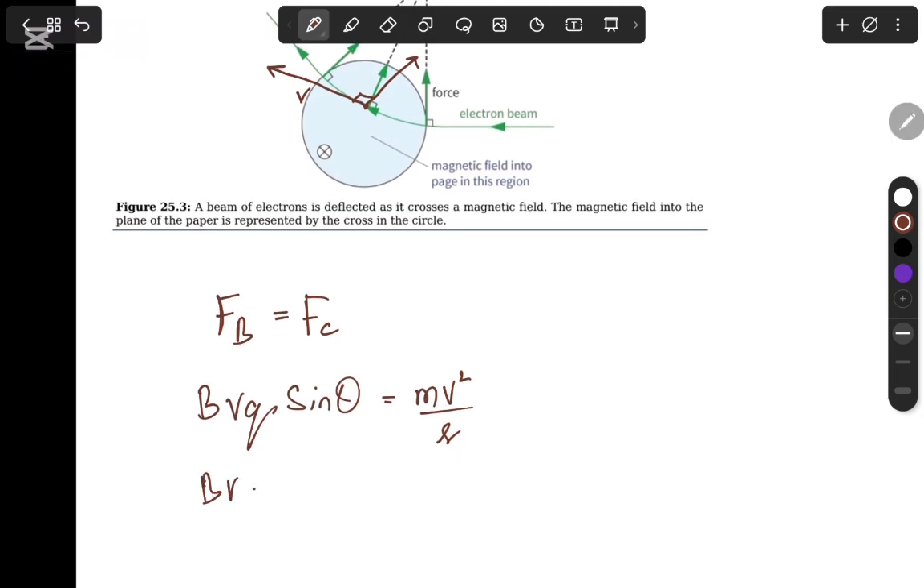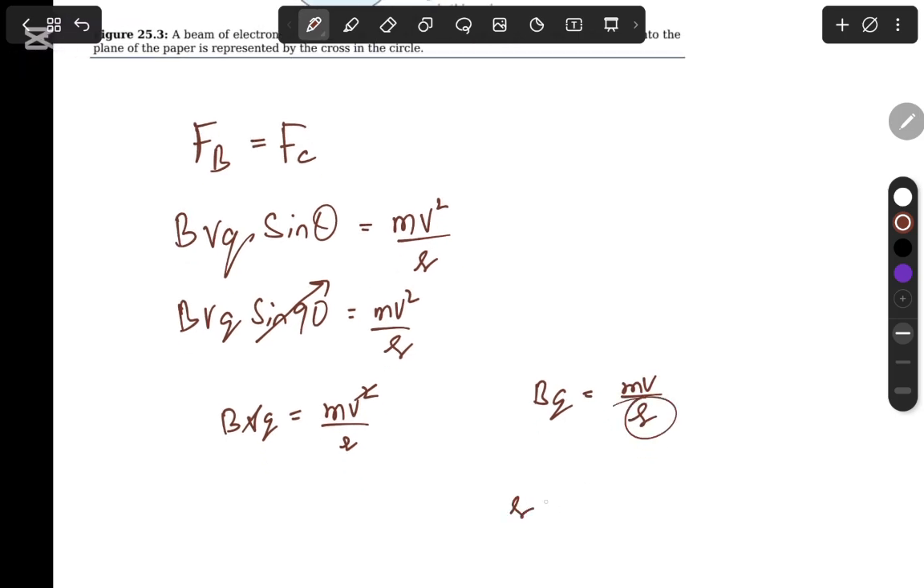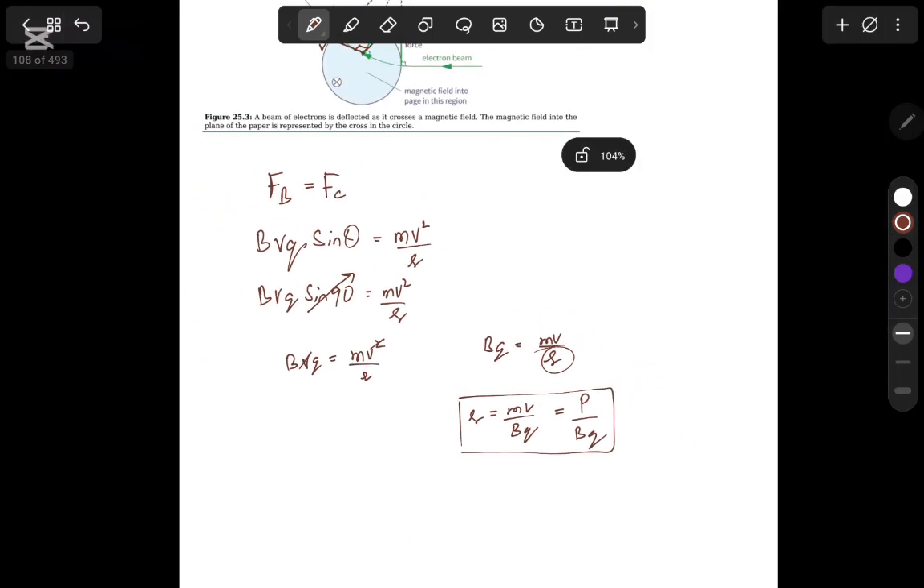So hence we can say BVQ sine 90 is equal to mv squared over r. Okay, so sine 90 is just 1, so that gets out of the equation. So we have BVQ is equal to mv squared over r. This v is removed, this 2 goes away. We're left with BQ is equal to mv over r. And then we can make r the subject, so r is going to be mv over BQ. Now we can simplify this expression further by saying that mv is just the momentum, so momentum over BQ.